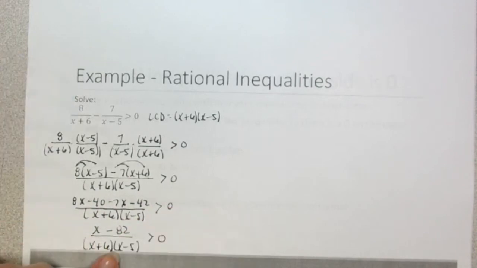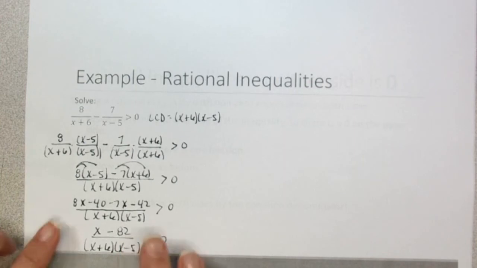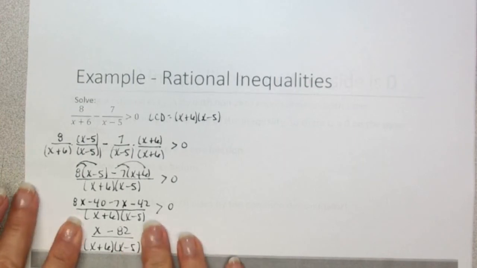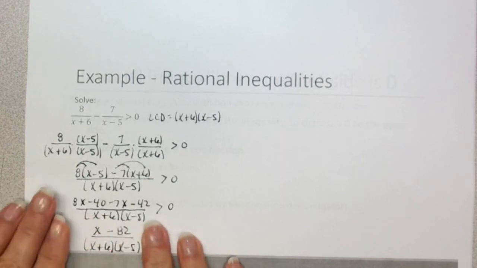And I'm going to leave that in its factored form, because when it's factored, it's going to be much easier to test for positives and negatives. Now that I've combined, this is one term, it's a complicated term. The numerator is a binomial.